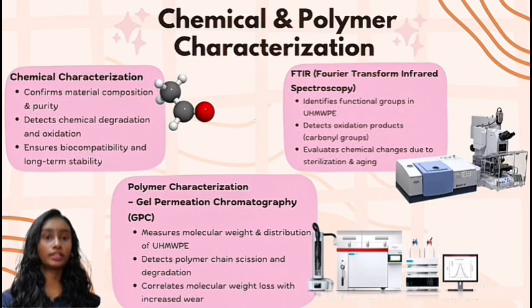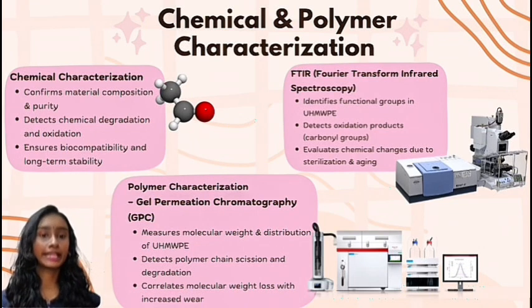For this slide, we're going to focus on chemical and polymer characterization, which is crucial to ensure the materials used in hip implant are chemically stable, safe, and reliable over long-term use. Chemical characterization is mainly used to confirm material composition and purity, as well as to detect any chemical degradation that may occur once the implant is exposed to body fluids, oxygen, and repeated mechanical loading.